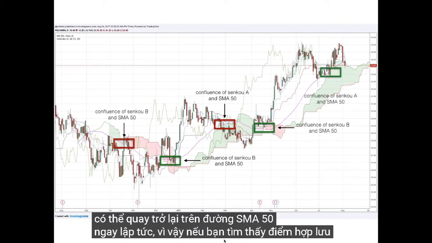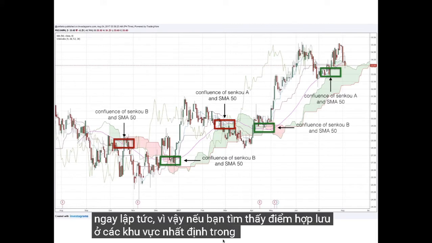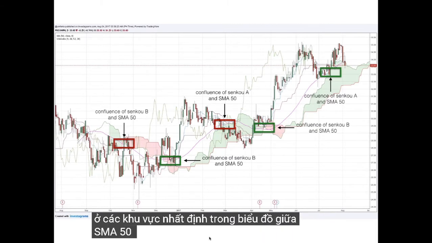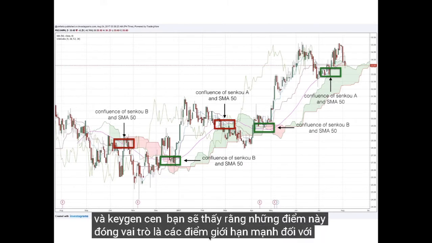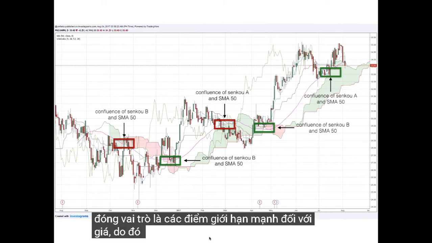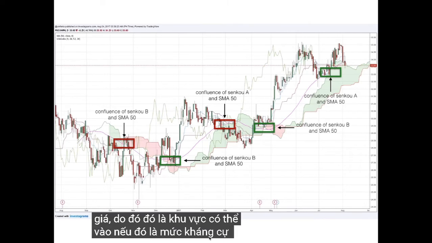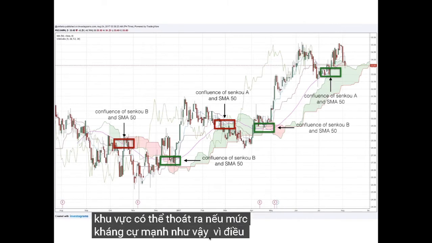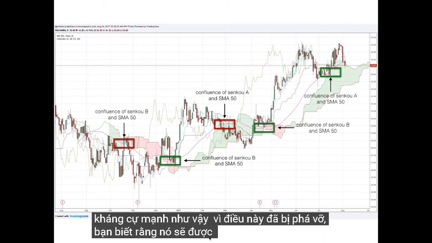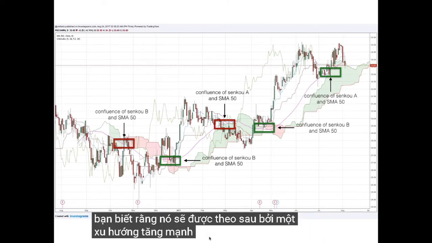So if you find confluences in certain areas in the chart between SMA 50 and the Kumo, or the Tenkan-sen and the Kijun-sen, you would find that these serve as strong bounce-off points for prices. Therefore, it's a possible area of entry. If it's a resistance, then it's a possible area of exit. If a strong resistance such as this is broken, you know that it will be followed by a strong uptrend.